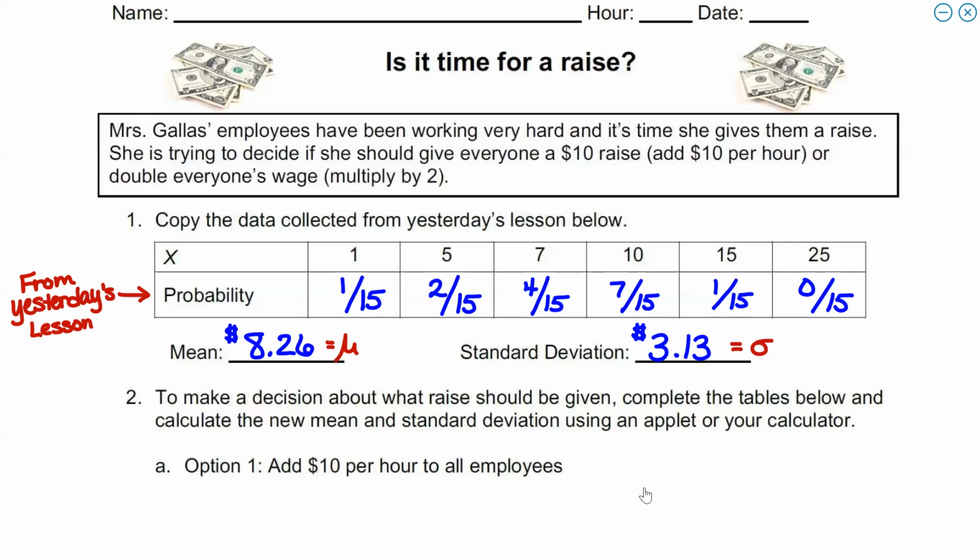And then I want you guys to go through and do number 2. They give you about 4 or 5 minutes. We're going to add $10 to everybody's hourly wage. And I want to know how that affects the mean and how that affects the standard deviation. So add $10 to everybody's wage. Find the new weighted expected value, the new weighted mean, and find the standard deviation.